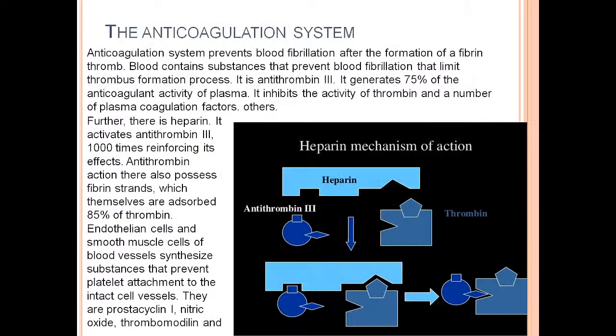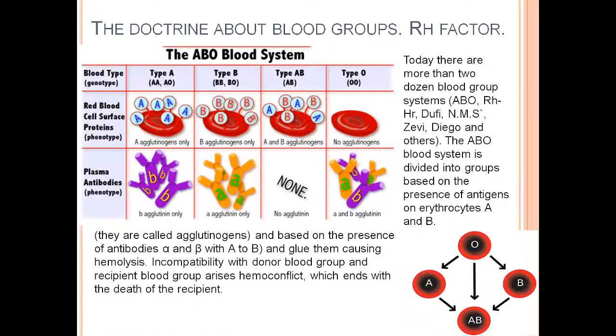Endothelial cells and smooth muscle cells of blood vessels synthesize substances that prevent platelet attachment to intact vessel walls. They are prostacyclin, nitric oxide, thrombomodulin, and others. Next question, the doctrine about blood groups, Rh factor.